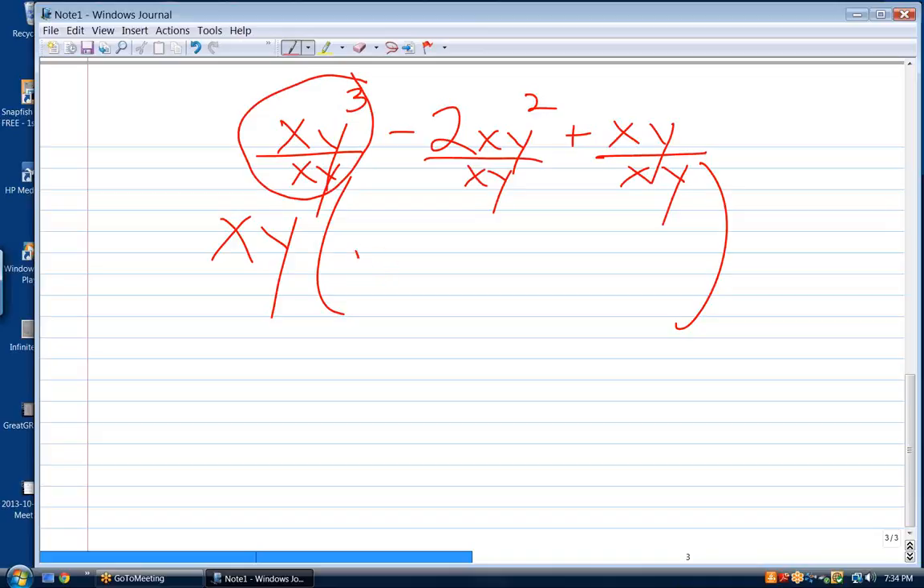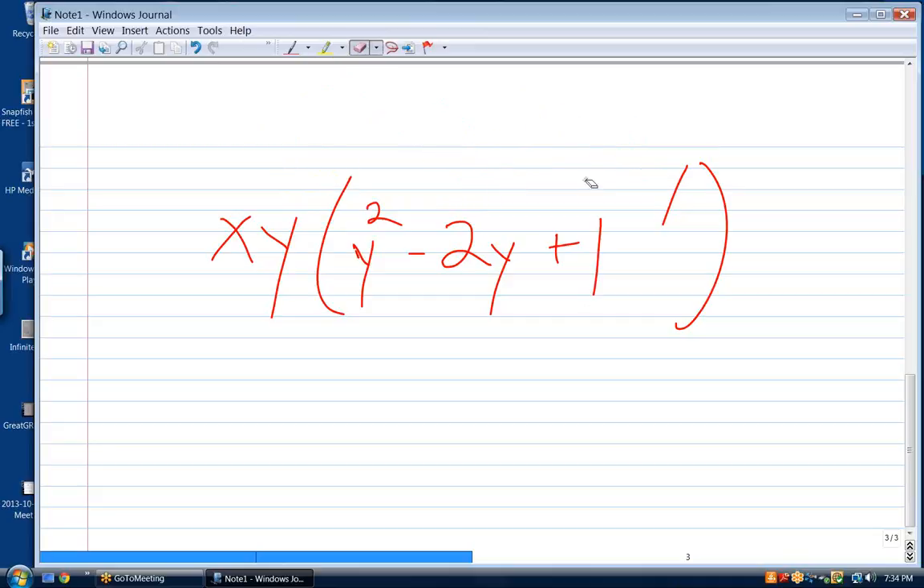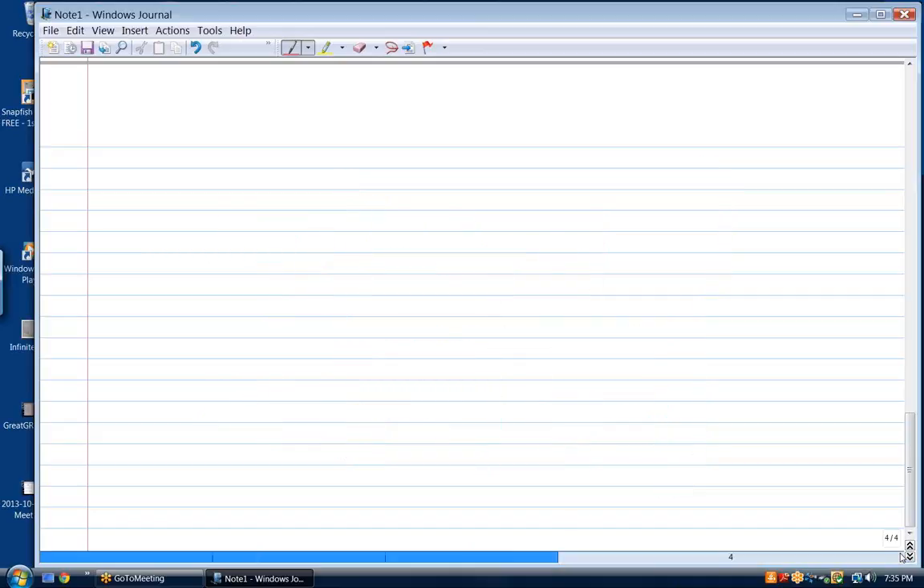It would be y squared minus 2y plus 1. Correct. Now, is that fully factored? No. Because we can factor this into xy and then in parentheses y minus 1 and then y minus 1 again. Okay. So far, so good.